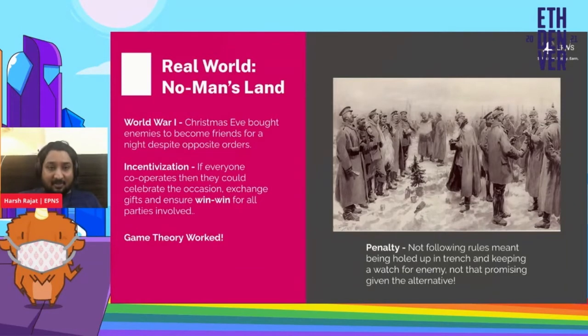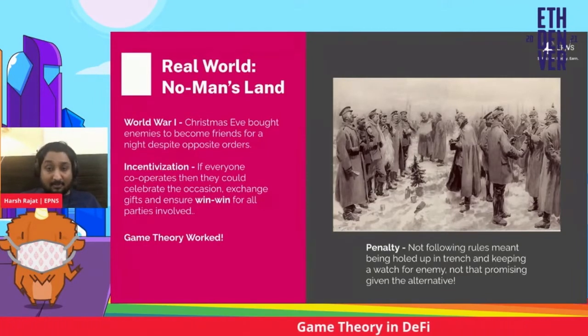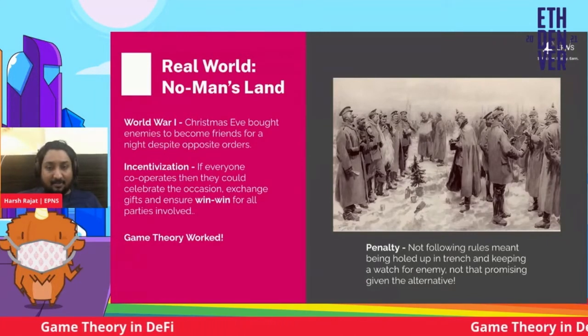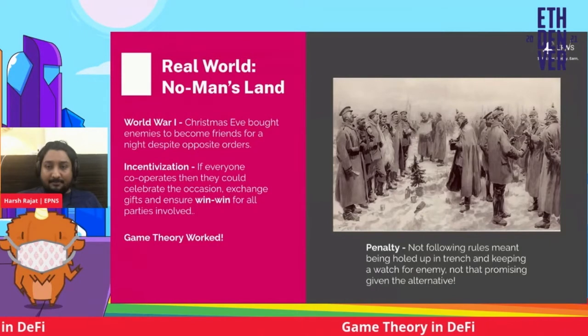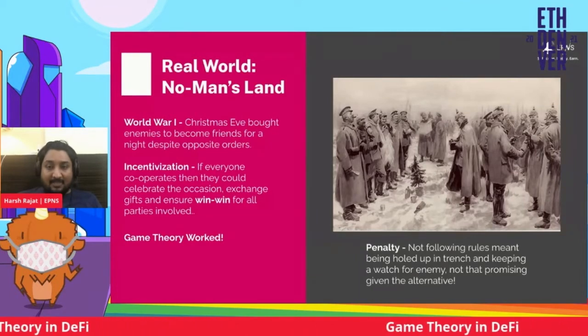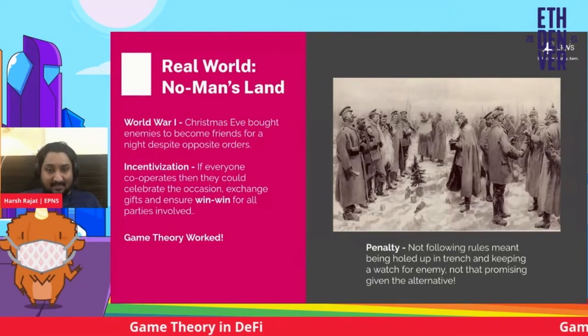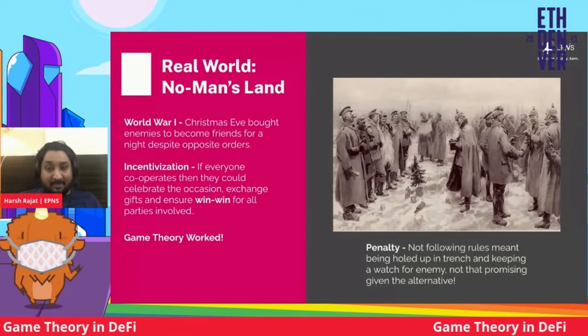So this time around, let's look at a real world example. This is World War I, and there are two sides in World War One. There was Germany and Britain, and they were both fighting from opposite sides during World War One. But then came Christmas Eve, and some sort of miracle happened. Both of these sides, despite having orders from above, laid down their weapons, exchanged gifts, and had a very merry night.